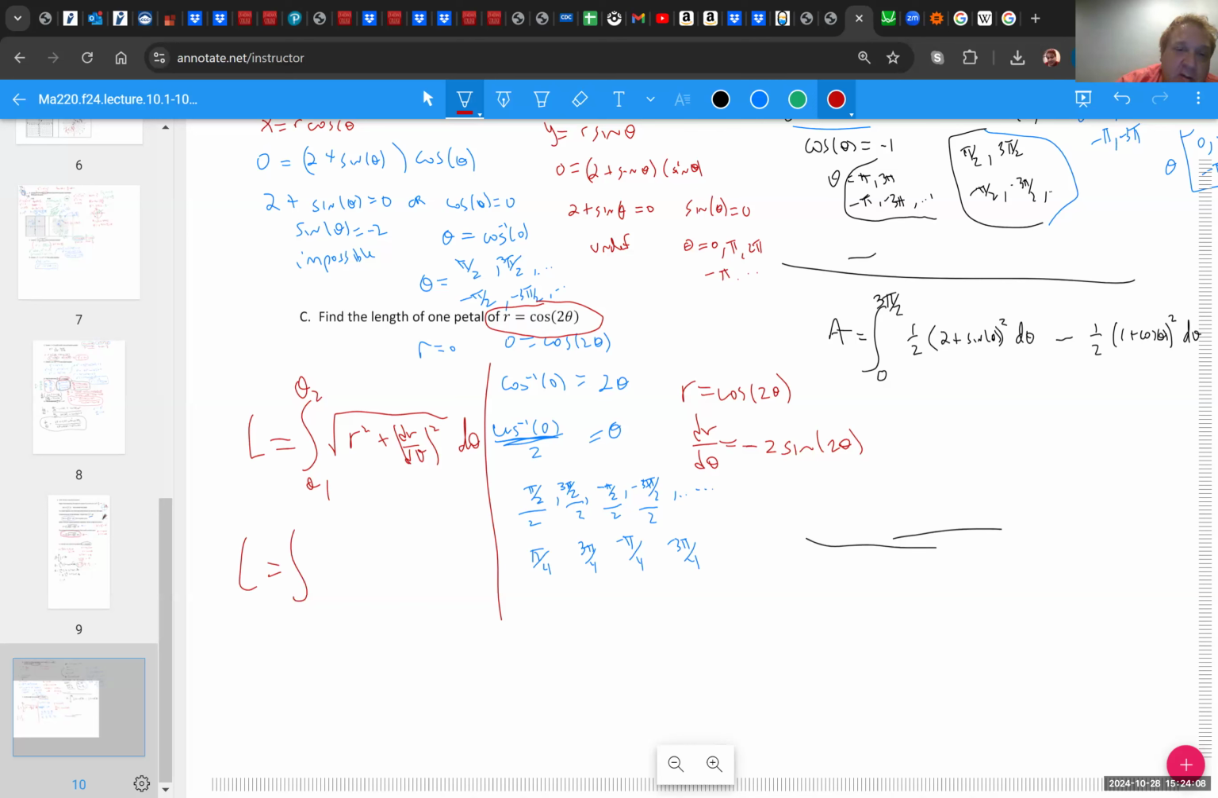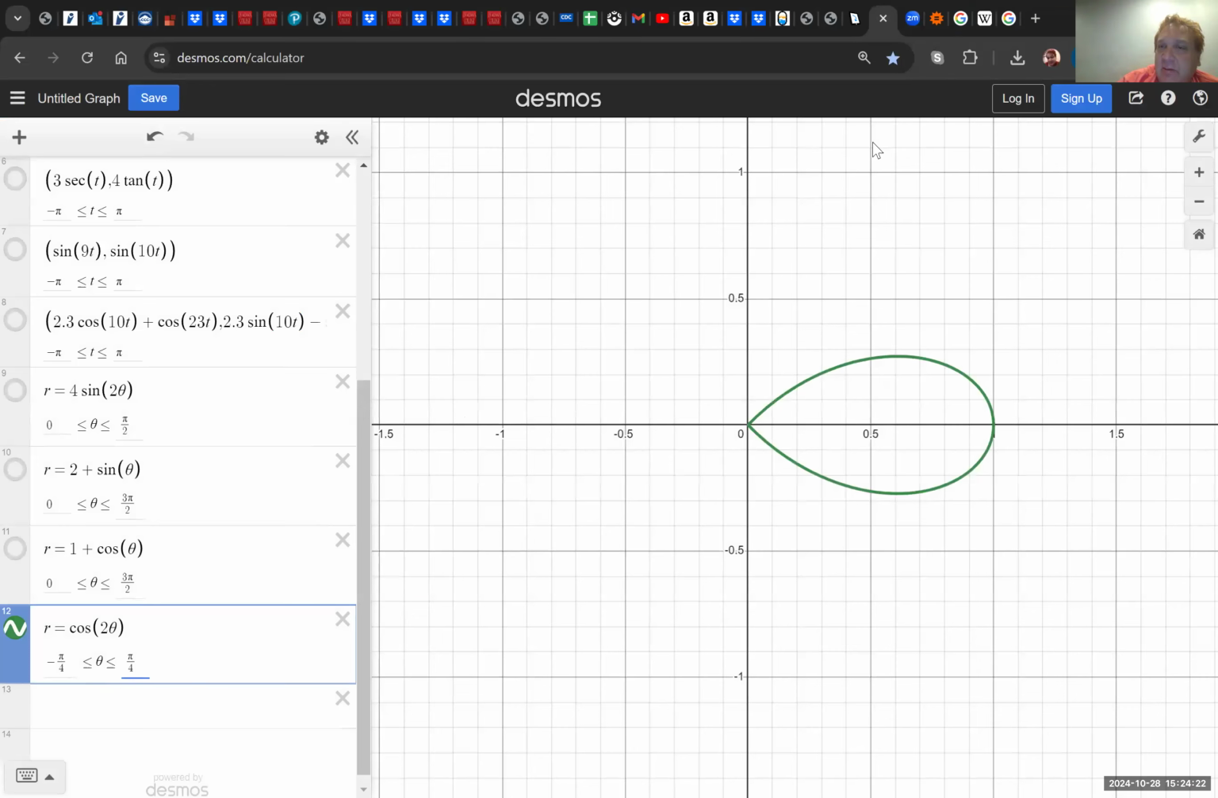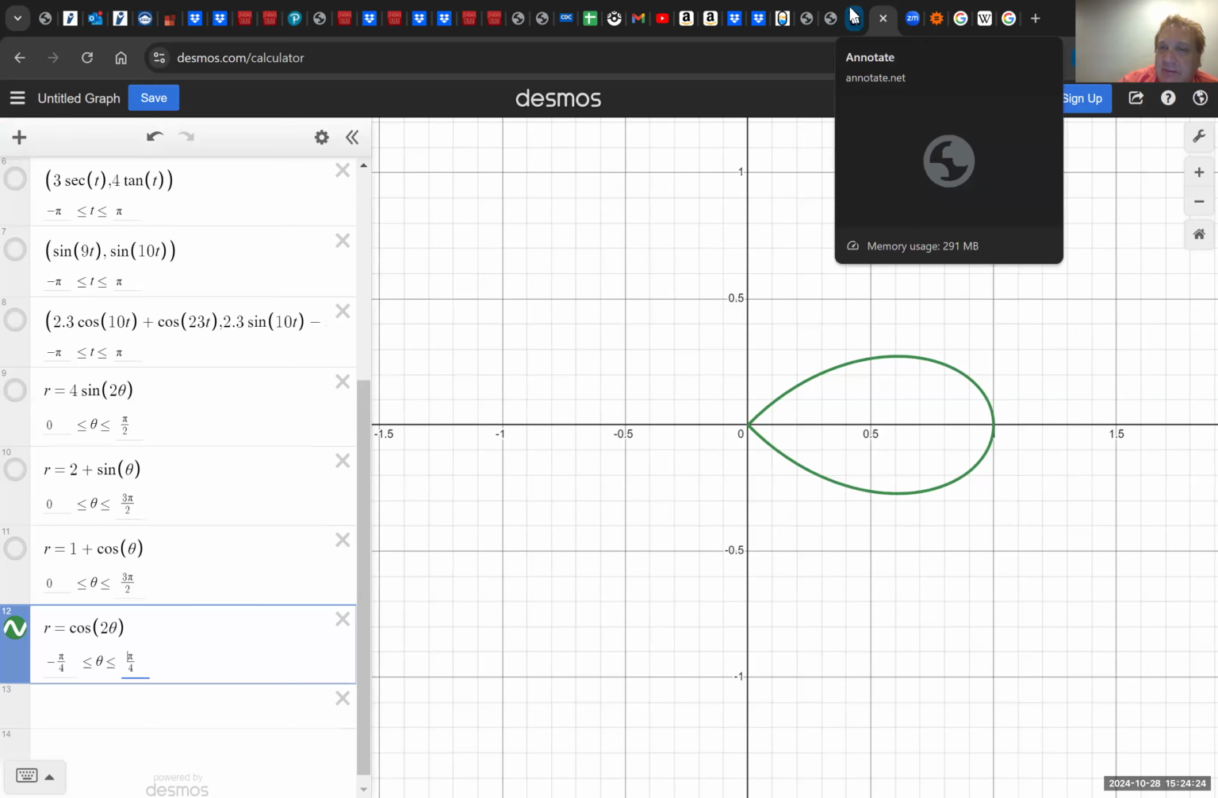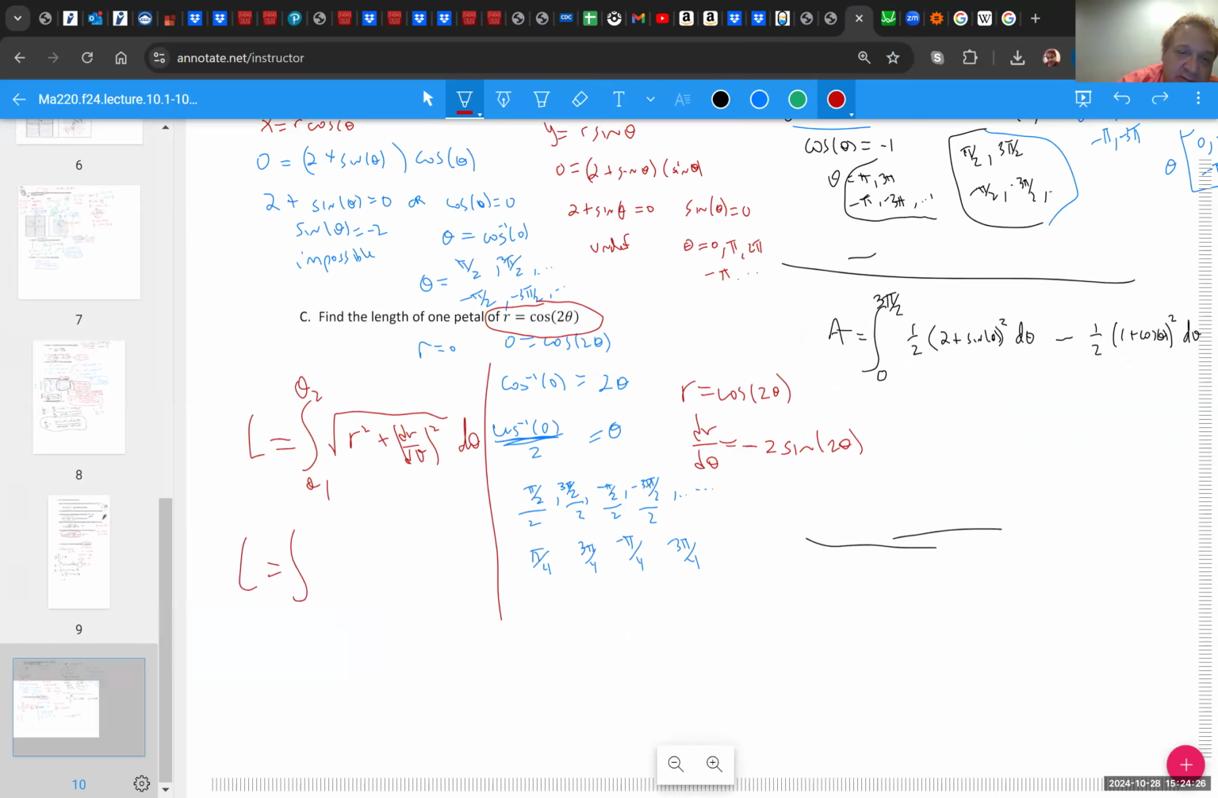I don't remember the limits, and I don't want to get it wrong. Okay, people are like, oh, Jim, come on, it was right there. Negative pi over 4 to pi over 4. I think I had another one before, but I'll just use negative pi over 4 to pi over 4 since it works. Negative pi over 4 to pi over 4 works.